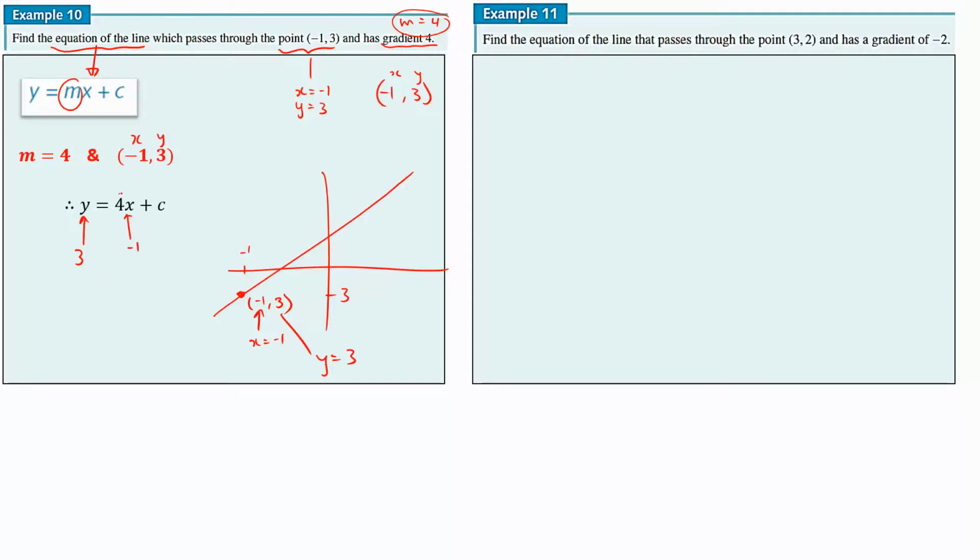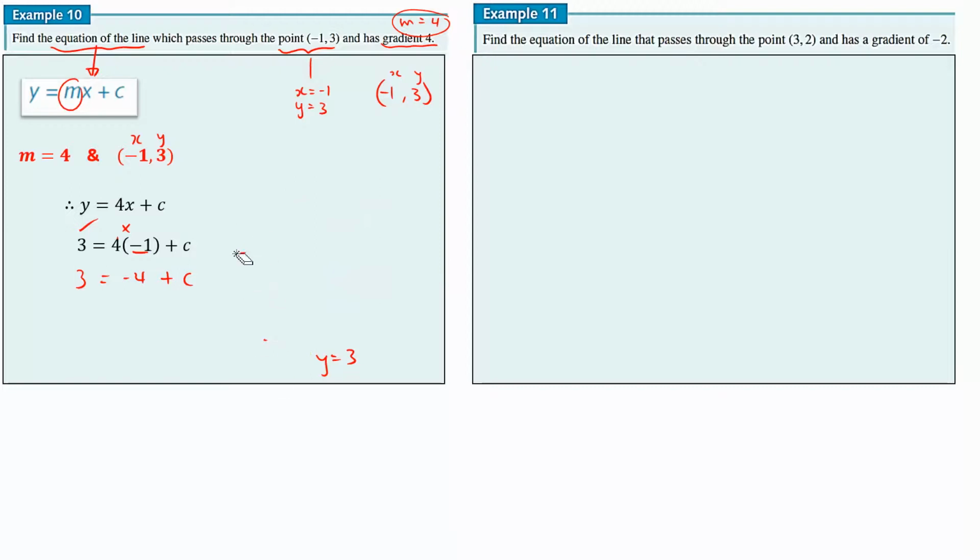Because it says here, 4 times whatever x is, plus whatever this number is, should give me this answer. So if I got 3 here and 4 times -1, let's write it down. The answer has to be 3. I've got 4 times -1, which is -4, plus c has to equal 3. Now we can count with our fingers. We can say -4 plus something has to equal 3. So this is the something I'm looking for.